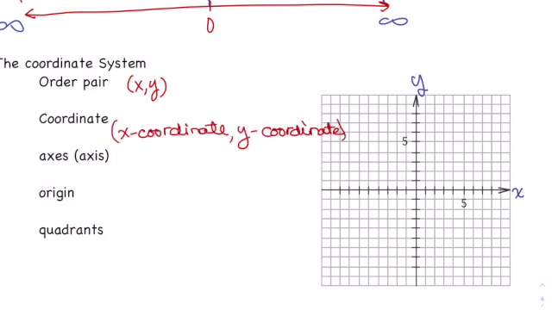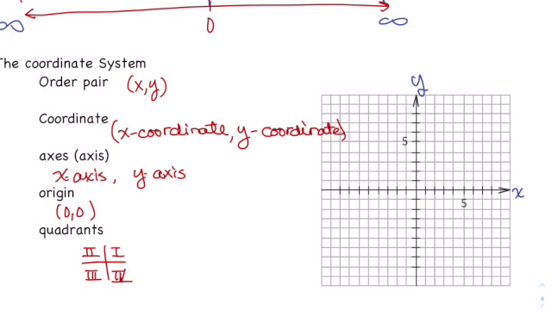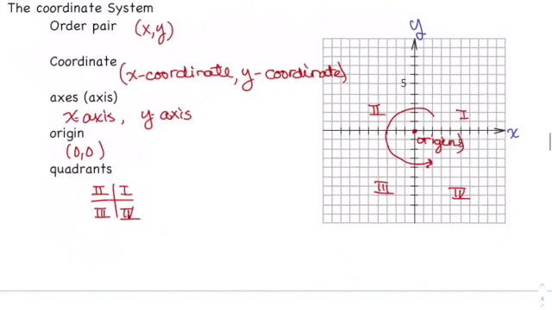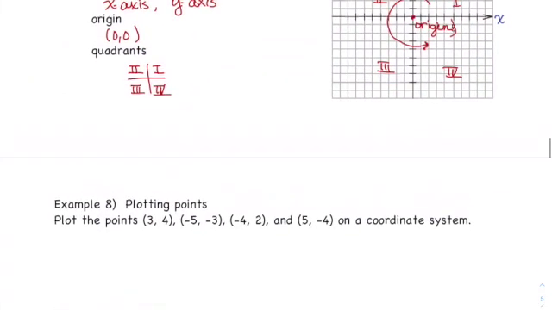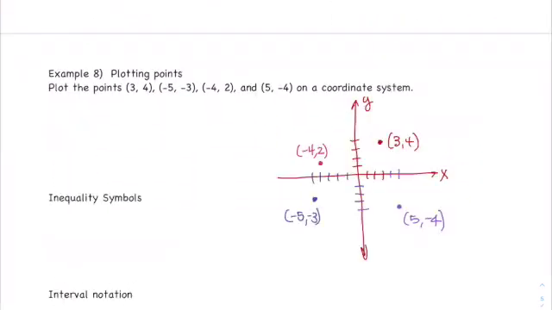Then you have the x-axis and the y-axis, and the origin is at (0, 0). The quadrants are 1, 2, 3, 4. If you want to remember, it's a C for cookie, and that's how you can remember. That's 1, 2, 3, and this is (0, 0). And don't forget, when you write your ordered pair, you go X first, then Y. So now we are going to plot the points on your coordinate system.